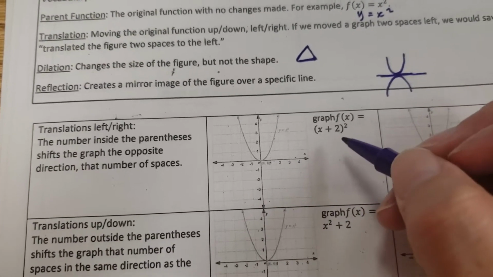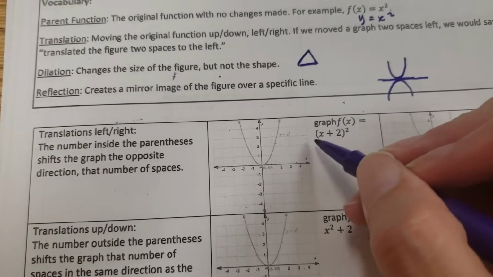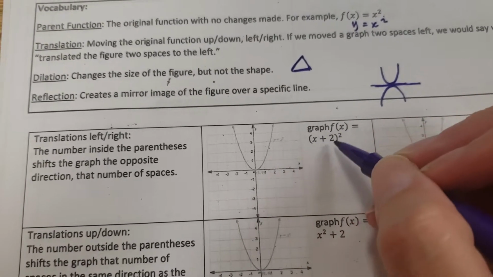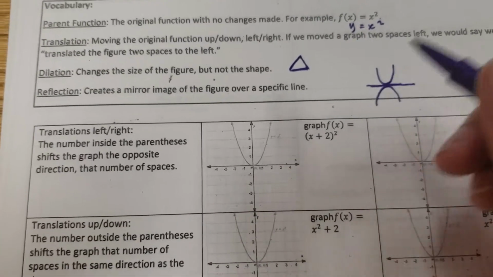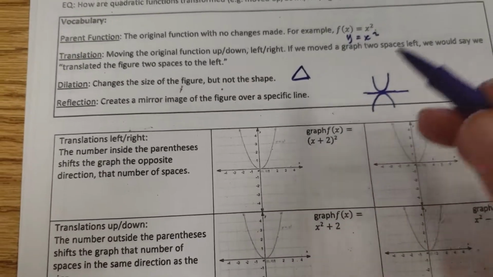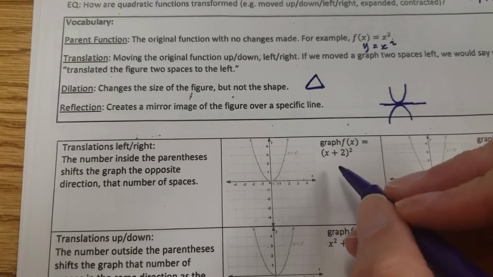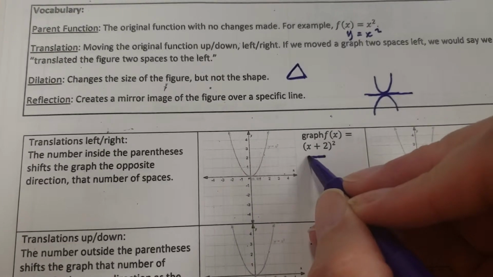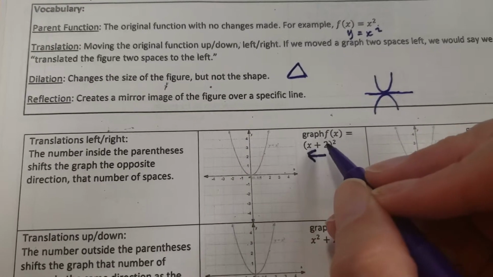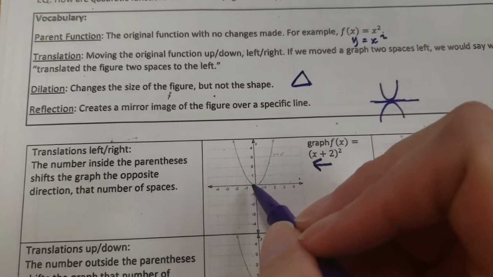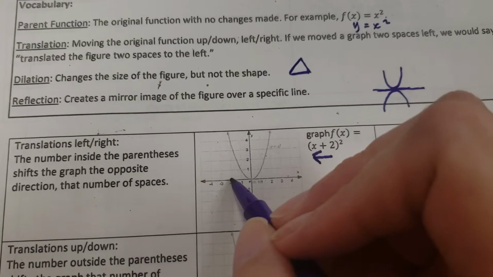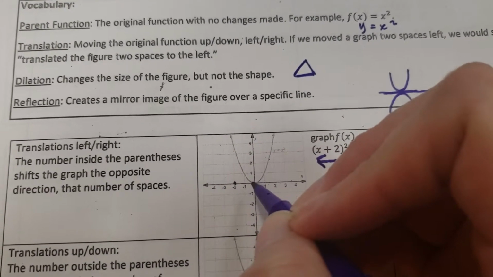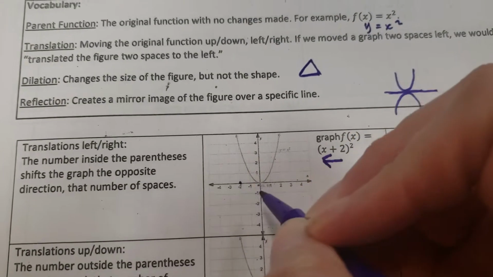But no, this x squared parentheses, this whole little thing right here creates like a force field of oppositeness. And so what happens is everything around it, you do the opposite of what you think you should do. So with plus 2, we think we should move it to the right, but really what we want to do is we want to move it over here to the left. So my vertex has shifted from 0, 0 over here to negative 2, 0.